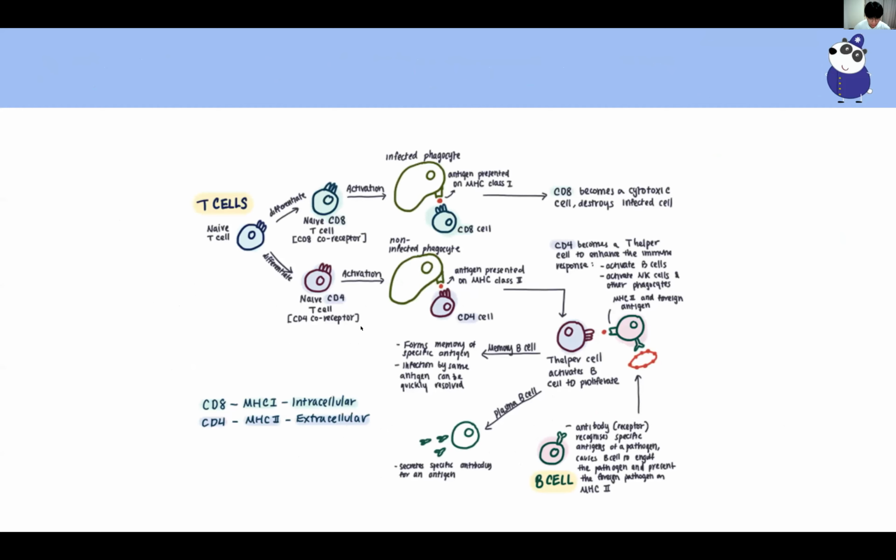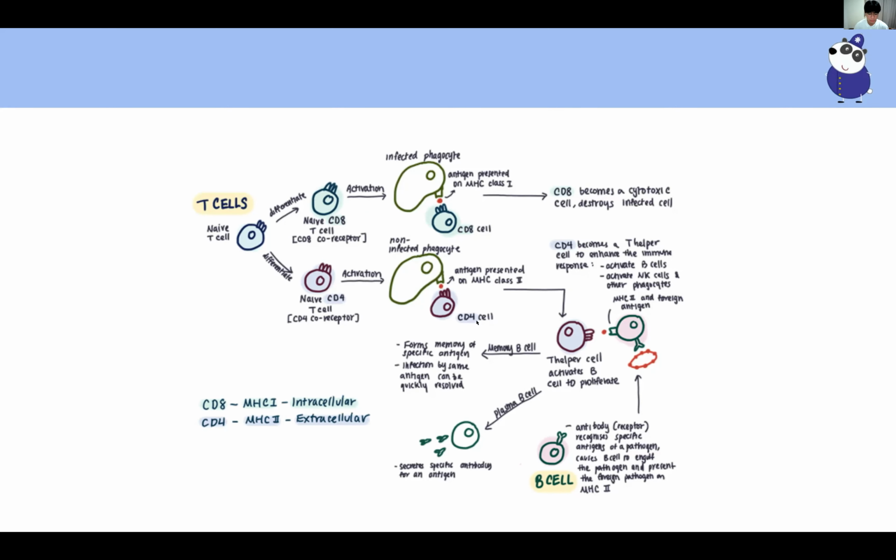This is a pretty good diagram right here showing how it works. So there is a T cell and they will differentiate. There's CD8, we talked about CD4, and they will be activated depending on the cell. For CD8, it will be activated by any antigen presented on MHC class 1, and MHC class 1 is present on all nucleated cells. So it could be anything, to be honest, technically.